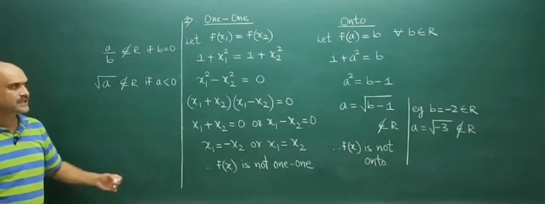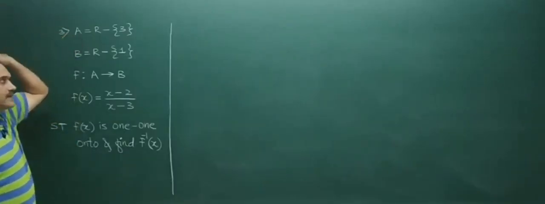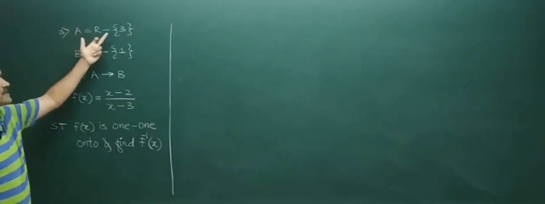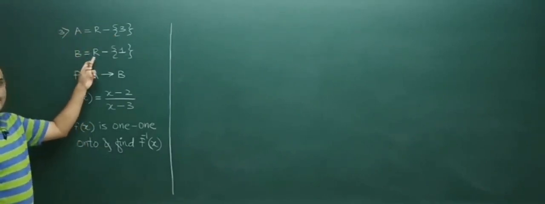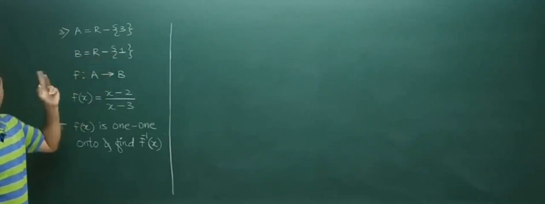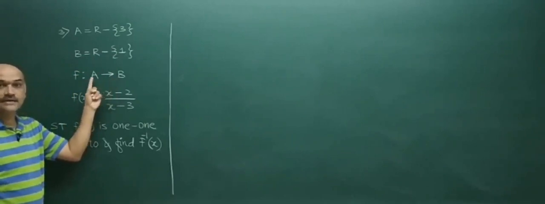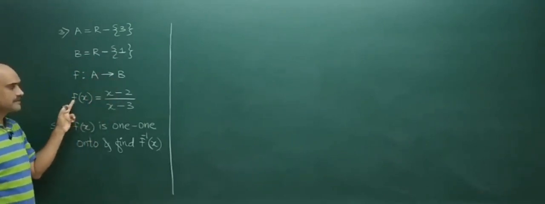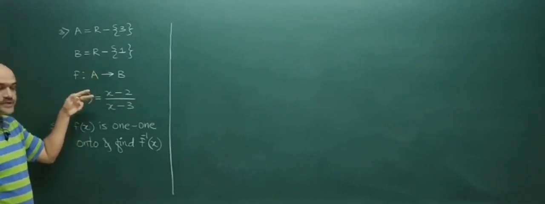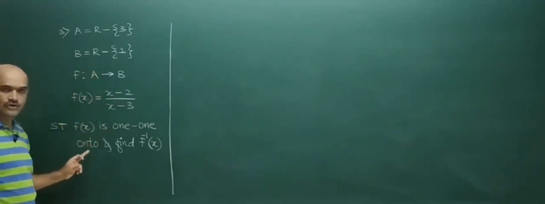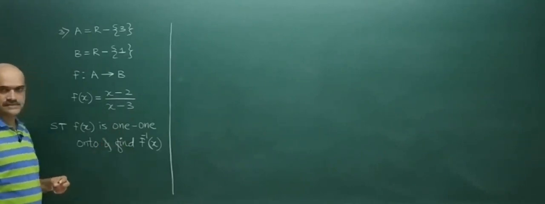We will go for the next problem. He has given A is a set of real numbers except 3. B is a set of real numbers except 1. The function is defined from A to B by f of x is equal to this expression. You are required to show it is 1-1, onto and find f inverse of x.